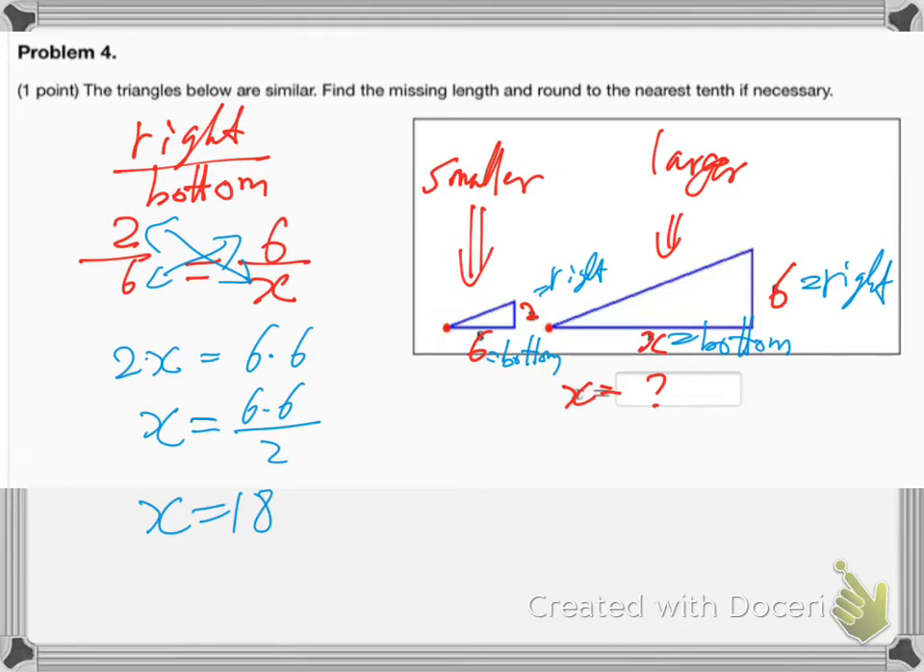So that's the proportion method. Without using proportion, you can also solve this question. If you compare the right side, the bigger triangle is just triple the smaller triangle. Here is 6, here is 2, just triple it. 2 times 3, you get 6. So triple the bottom side, 6, and you get x. 6 times 3 is also 18.